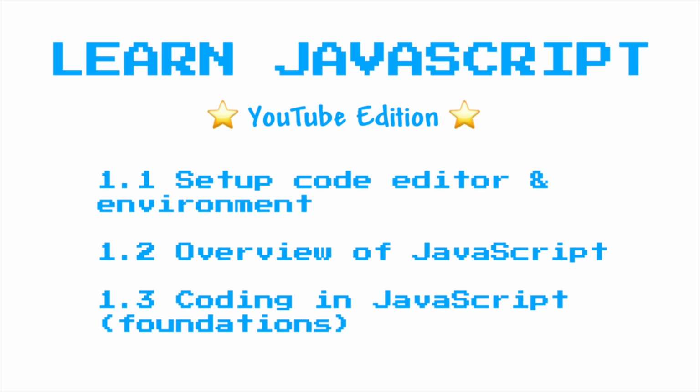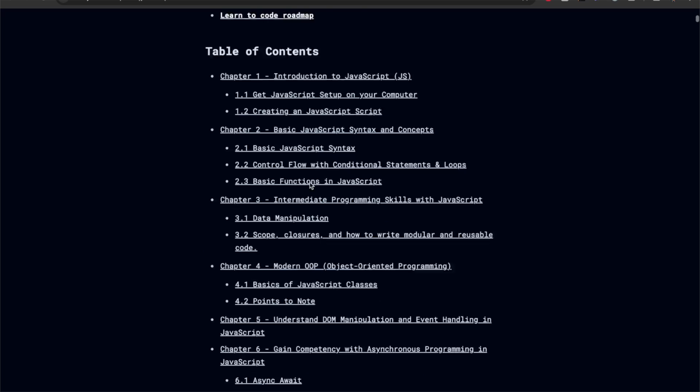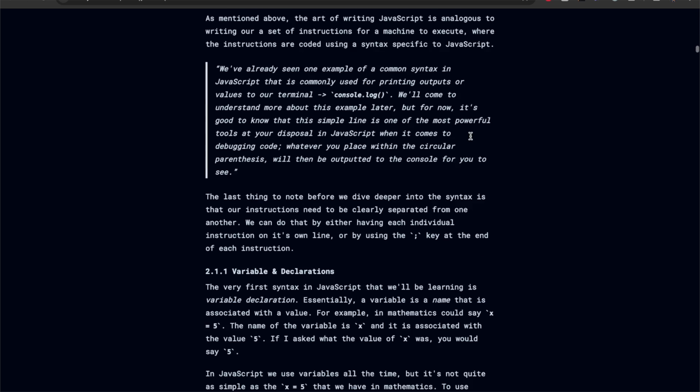Just to quickly run over the course curriculum for the YouTube edition of this course, in the first section we're going to start off by setting up our code editor and our environment, which is required for writing and running JavaScript. Then we'll have a quick overview of what JavaScript actually is, how it works, and what it's commonly used for. And then for the remaining majority of the course, we'll cover all of the foundations in JavaScript you can code along so that you feel confident in your JavaScript code editor running and executing all different types of JavaScript. Finally, there is a course companion set of notes, and they will be linked in the description down below.